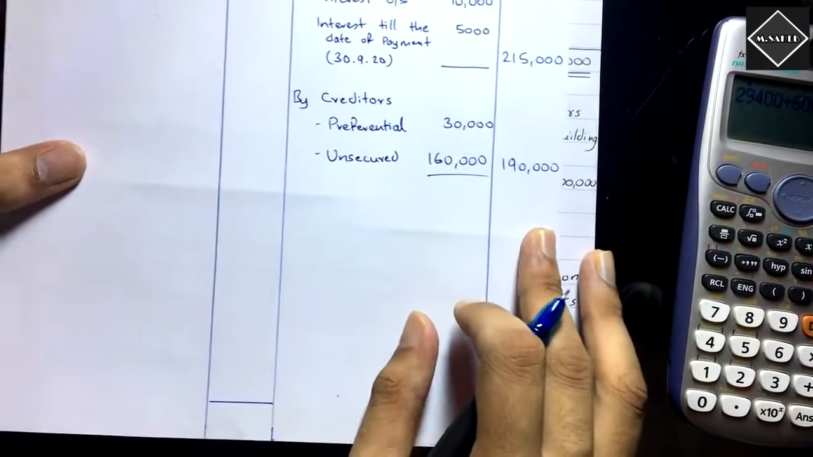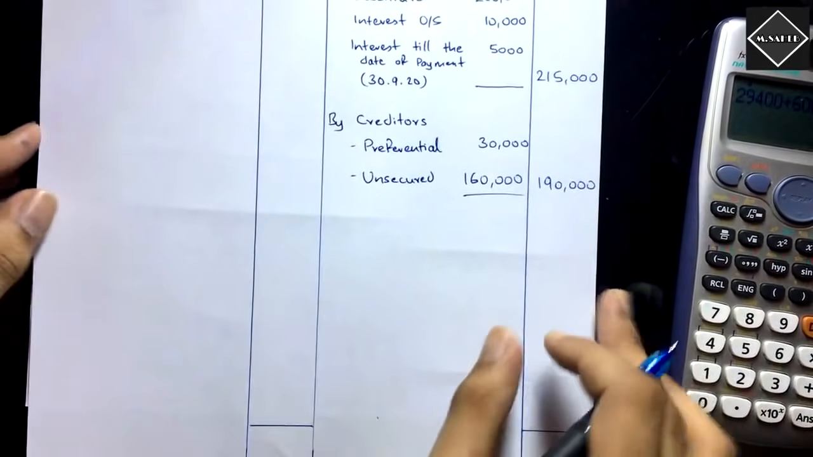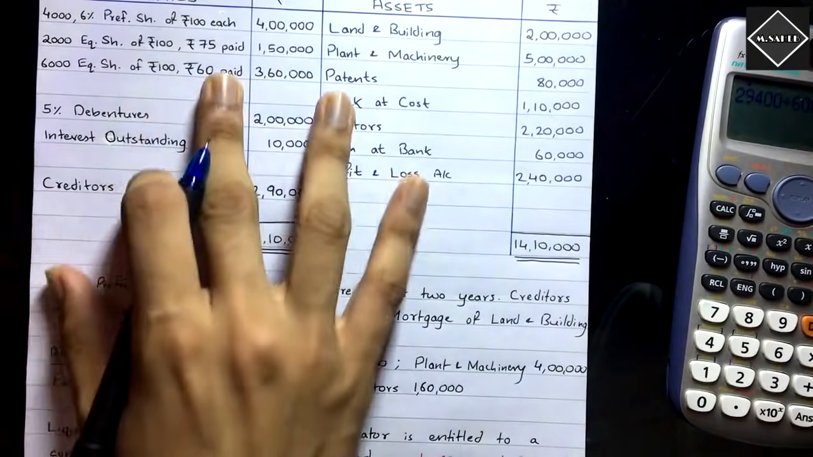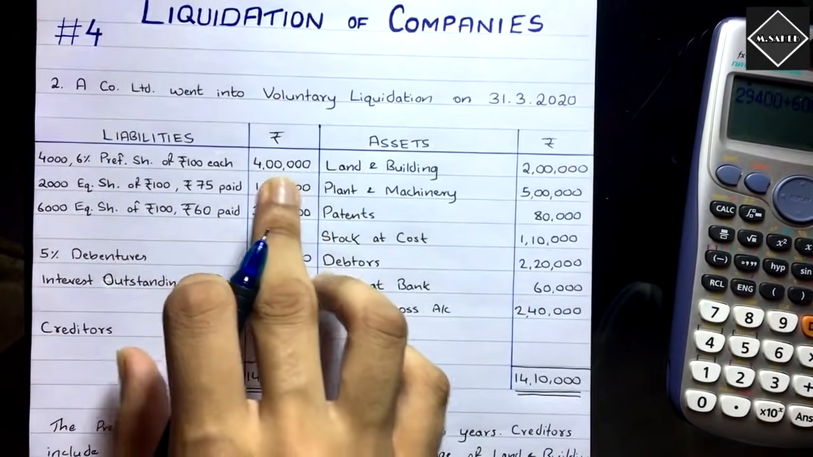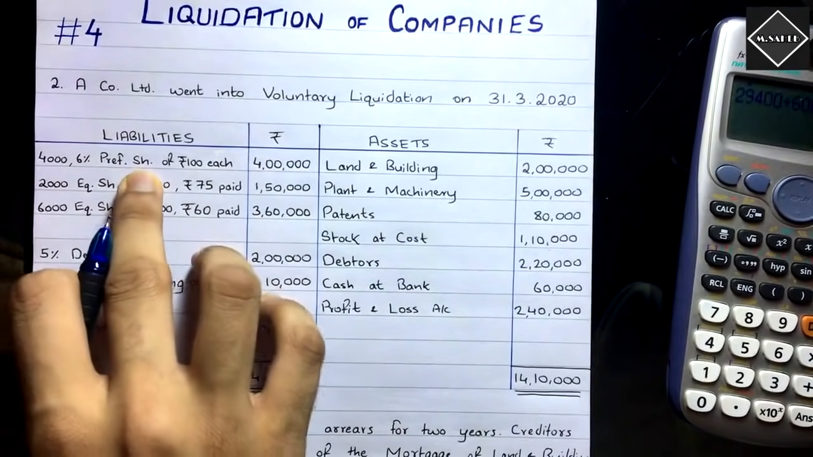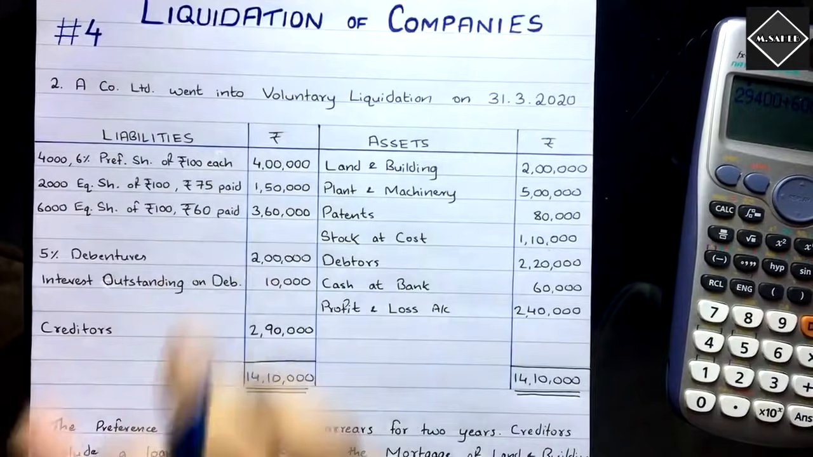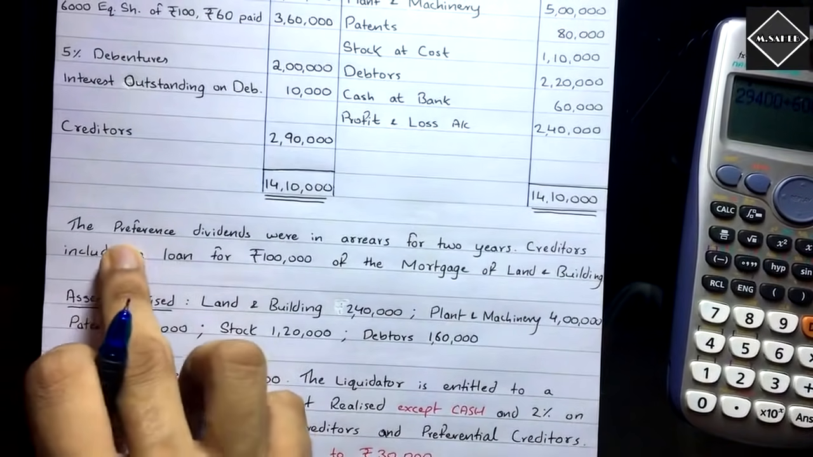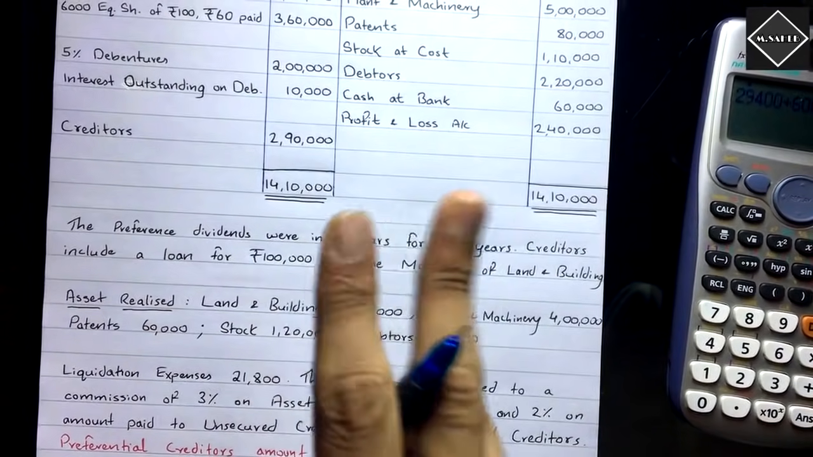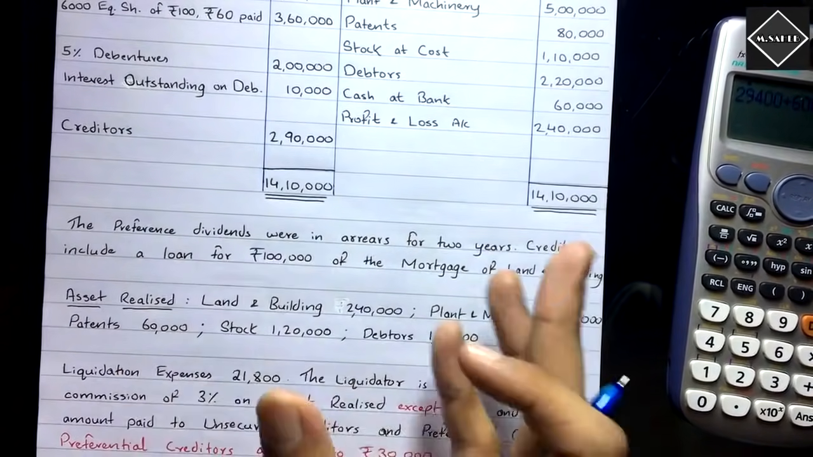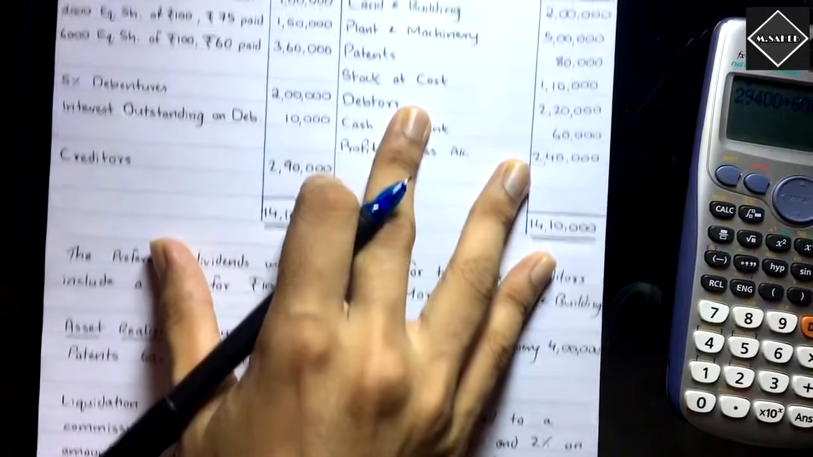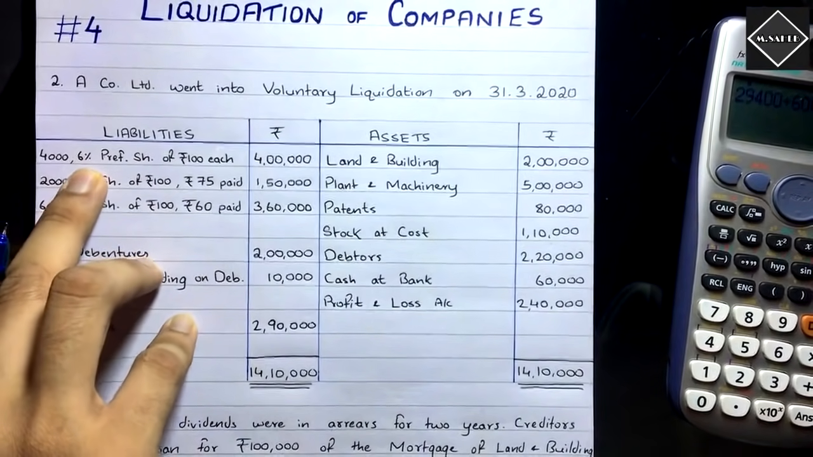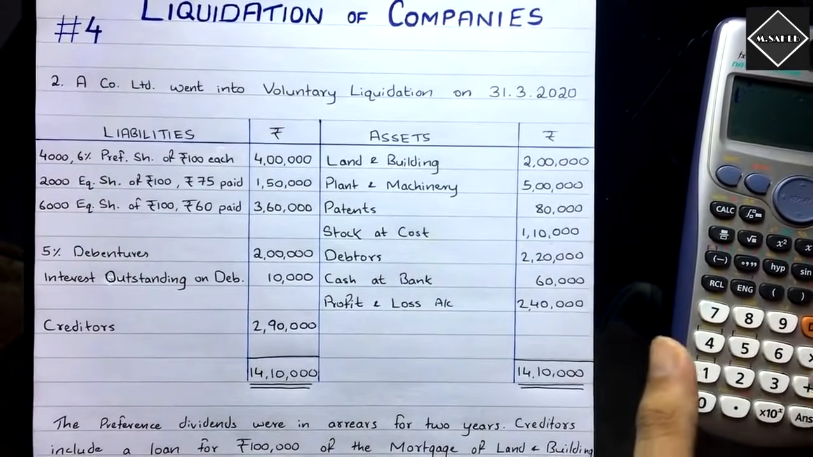Now what do you have to do? Now you have to pay to whom? To preference shareholders, isn't it? There are preference shareholders in this. See here, in this company, 4,00,000 of 6% preference shares of rupees 100 each. And in the additional information, it is specifically given that the preference dividends were in arrears. 2 years' dividends are in arrears. And you know the preference shareholders get a fixed rate of dividend, that is the percentage. 6% preference shares, so they get 6% dividend every year, right? So easily we can do that.